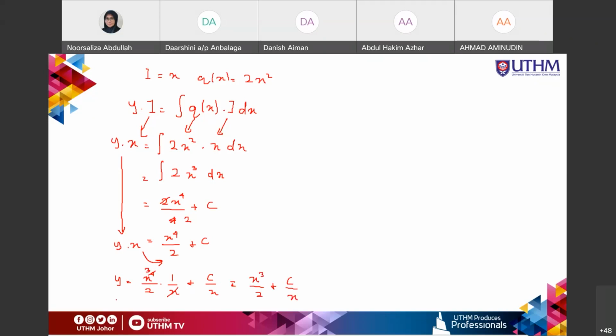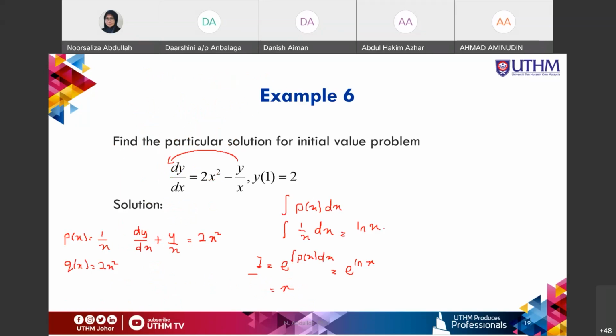Okay, up to this stage, are you okay? This is the general solution. You see that we still have constant c. You have to solve this general solution because you are given the initial condition here. You have the initial condition, then you have to solve the general solution.